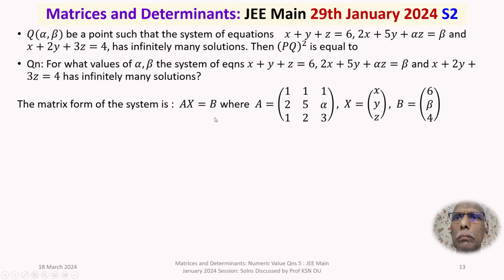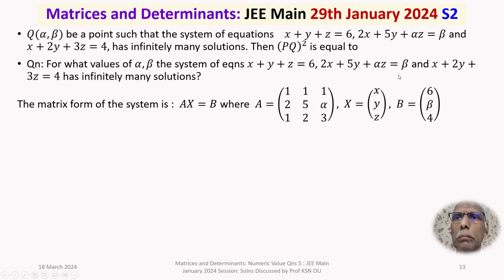of equations. Ax is equal to b, where A is the coefficient matrix, that is 1, 1, 1, and 2, 5, alpha, 1, 2, 3, and the given values are 6, beta, 4, and the column vector consisting of the variables is x, y, z. Ax is equal to b will give you this system of equations.